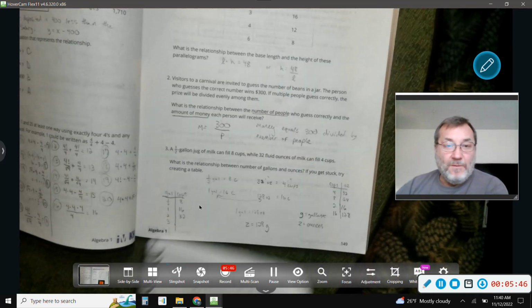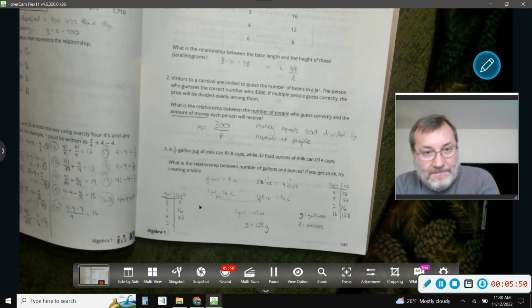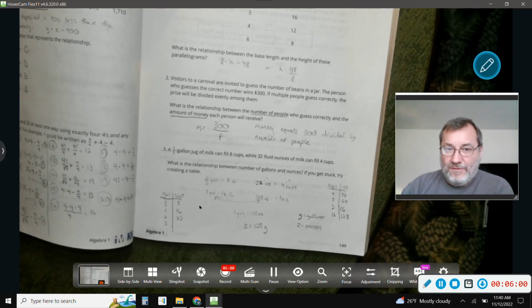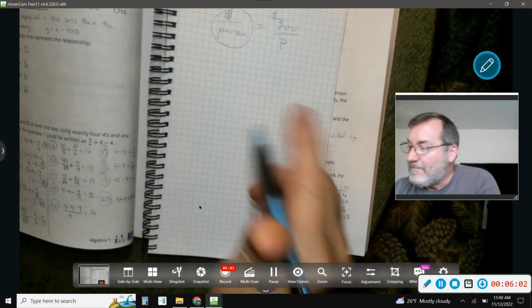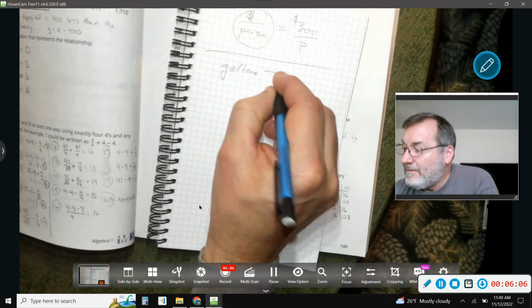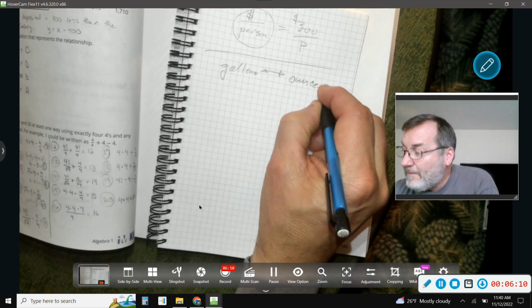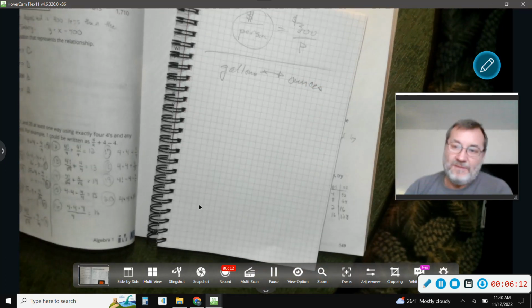This bottom one, number 3: a half-gallon jug of milk can fill 8 cups, while 32 fluid ounces of milk can fill 4. What's the relationship between gallons and ounces? So on this one, we want to figure out gallons versus ounces. That's what they're asking for.